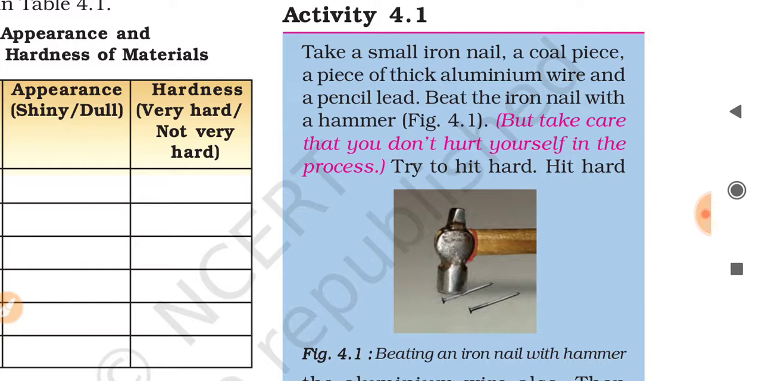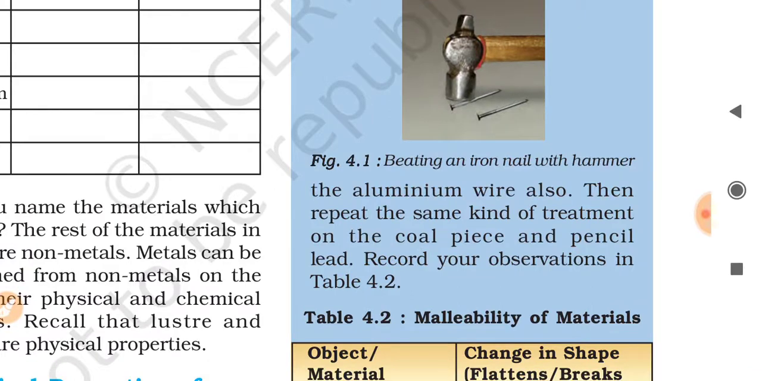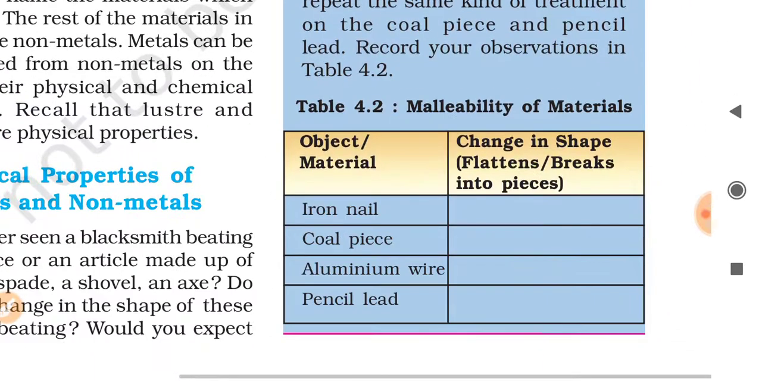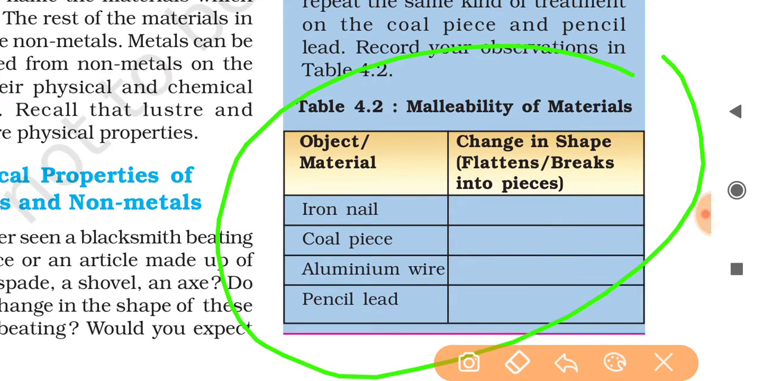Beat the iron nail with a hammer, as you see in the figure. Take care that you don't hurt yourself, so do this activity in the presence of an elder. Try to hit the aluminium wire hard also. Then repeat the same treatment on the coal piece and pencil lead. Record your observations in table 4.2. Whatever is available in your home or nearby, you can do this activity.